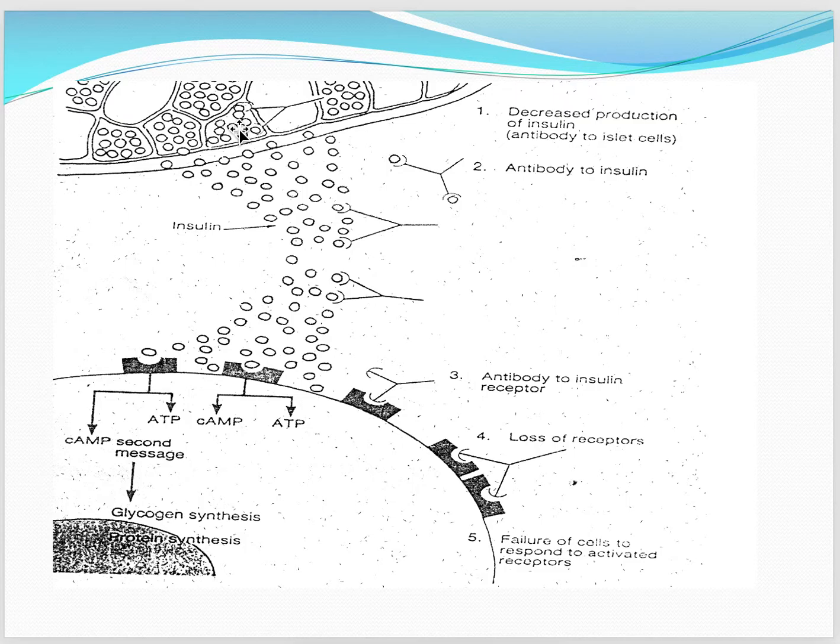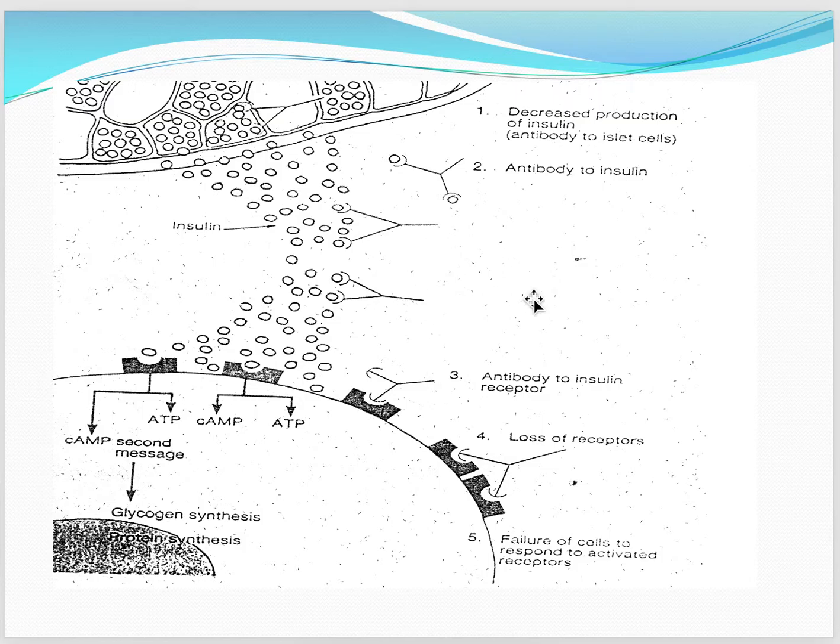Some antibodies can react with the insulin. That means the antibody binds with the insulin, so the insulin becomes unavailable. The insulin is there, but as it is bound with the antibody, it is no longer functional. Since it is already bound, it cannot bind with the receptor of the cell. So this will also cause type 1 diabetes.